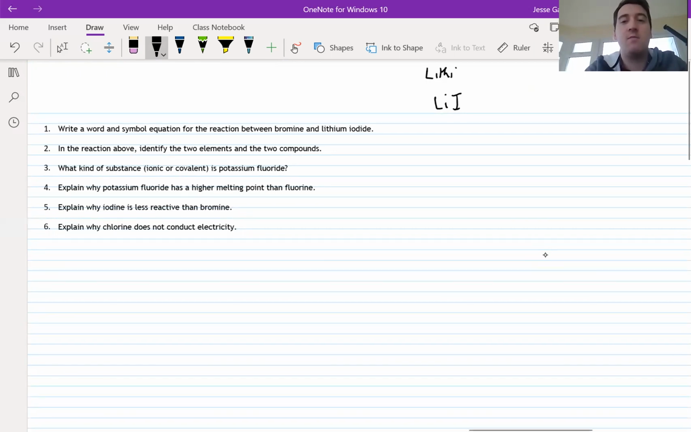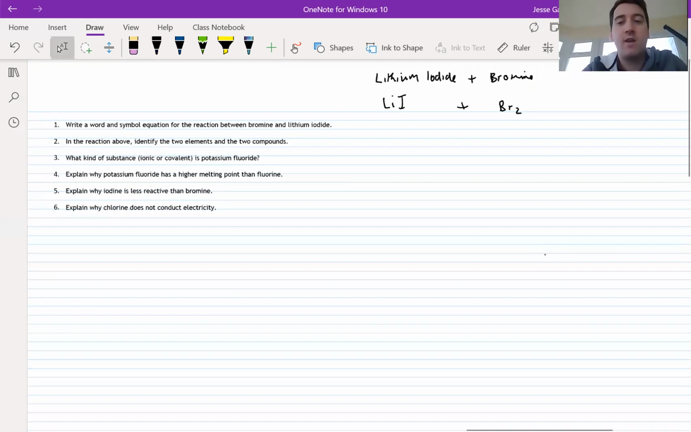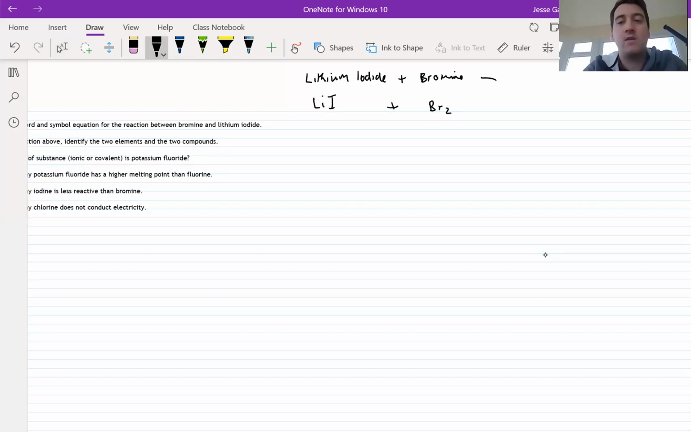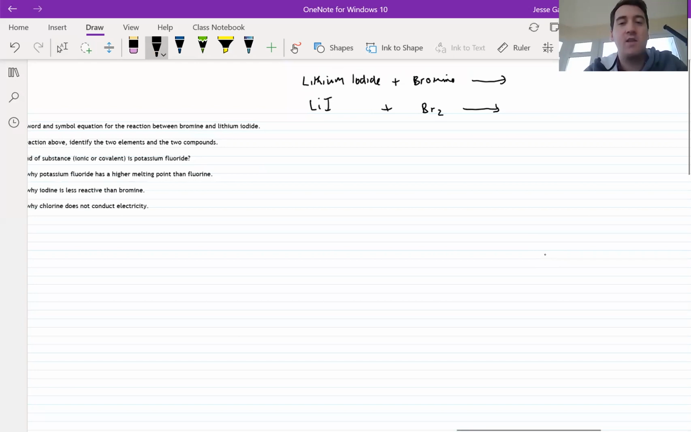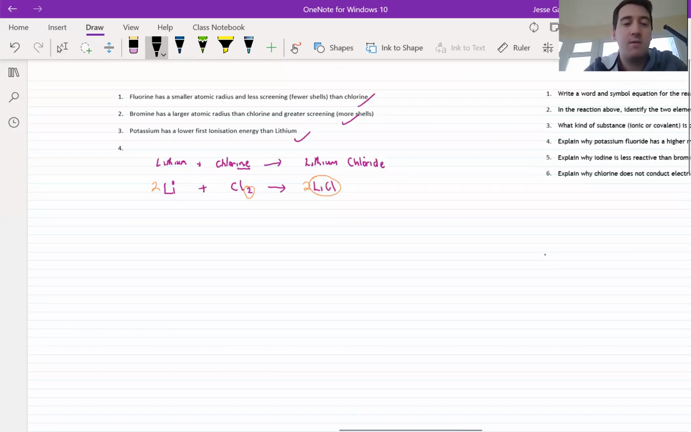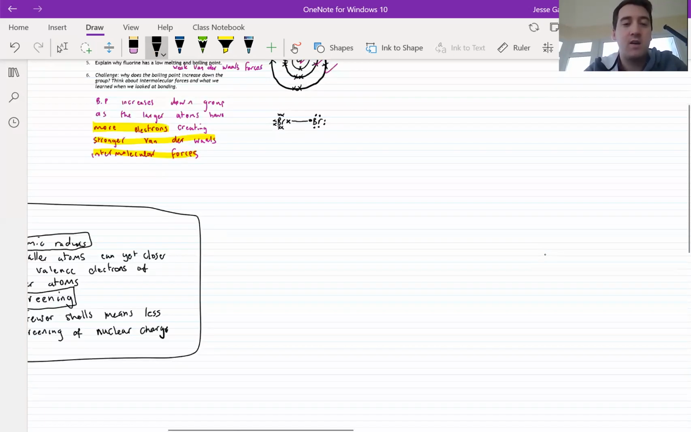So lithium iodide plus, what am I reacting with it? Bromine. So plus bromine is going to be Br2. So hopefully you did that right. So what is going to happen? Well, is bromine more reactive than iodine? So go to your periodic table, check which one is higher.